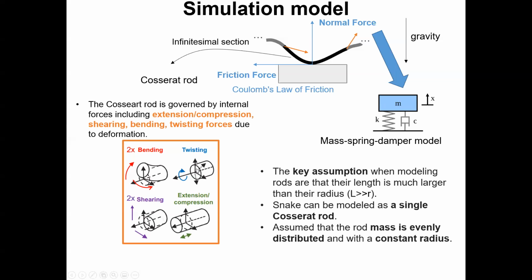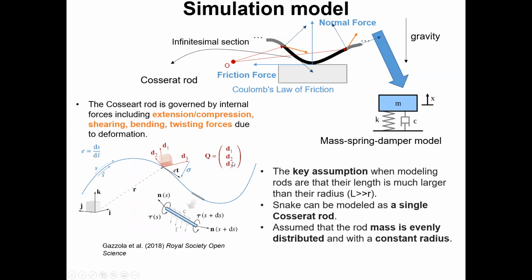The coherent rod is governed by internal forces including extension, compression, shearing, bending, and twisting forces due to deformation. The deformation is assessed by the change of rotation and the position of the infinitesimal section. The snake internal torque, which is the torque between two adjacent infinitesimal sections, is given by the controller. All the forces due to deformation are passive elastic forces, while the internal torque given by the controller is the actuator.